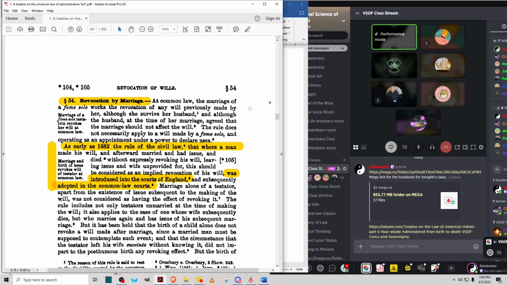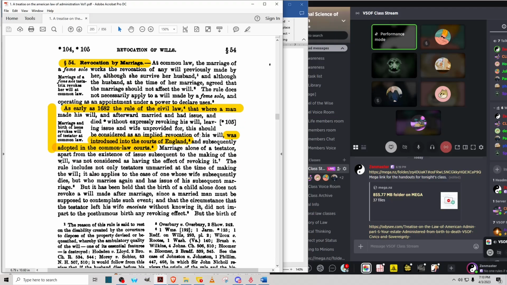Subsection 54, revocation by marriage. At common law, right, the marriage of a femme sole works the revocation of any will previously made by her, although she survived her husband, and although the husband at the time of her marriage agreed that the marriage should not affect the will. The rule does not necessarily apply to a will made by a femme sole and operating as an appointment under a power to declare uses, right? So this gets into aspects of were there trusts created, right? Because that's the aspect of delegating a use is within the aspect of a trust.